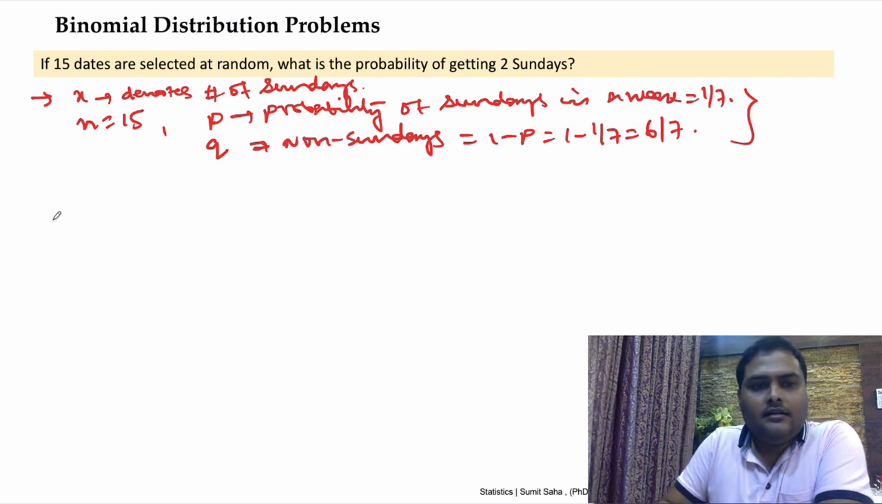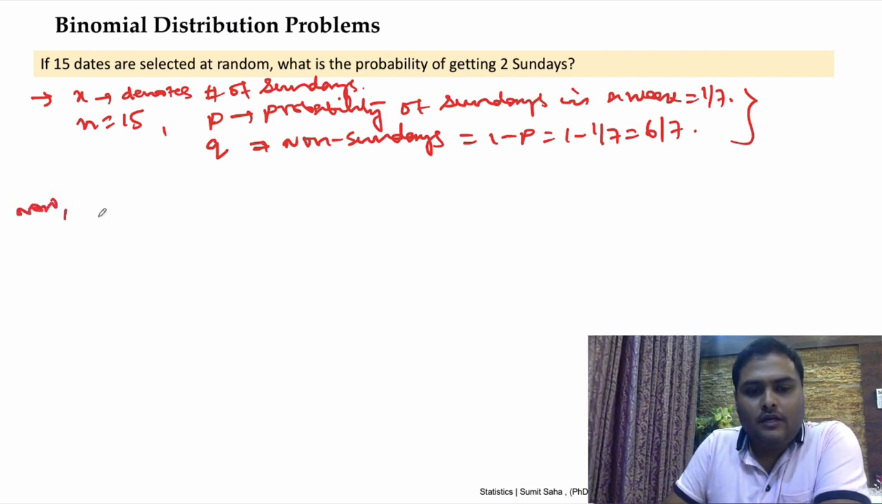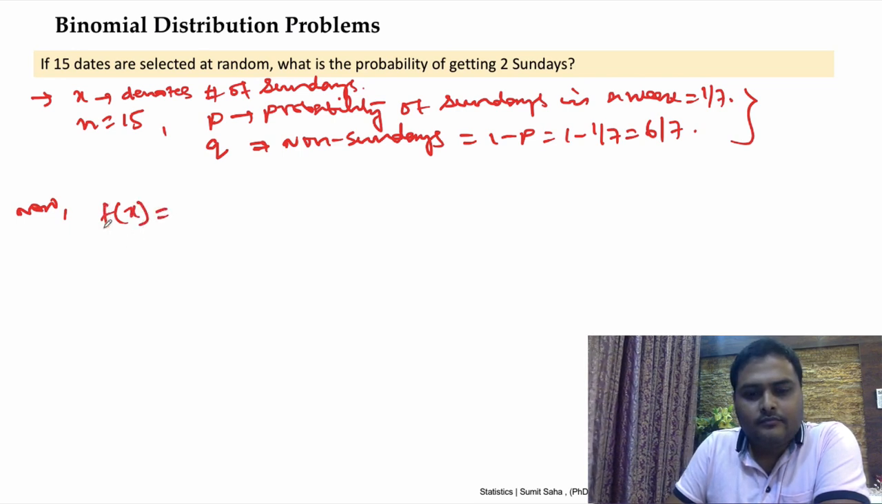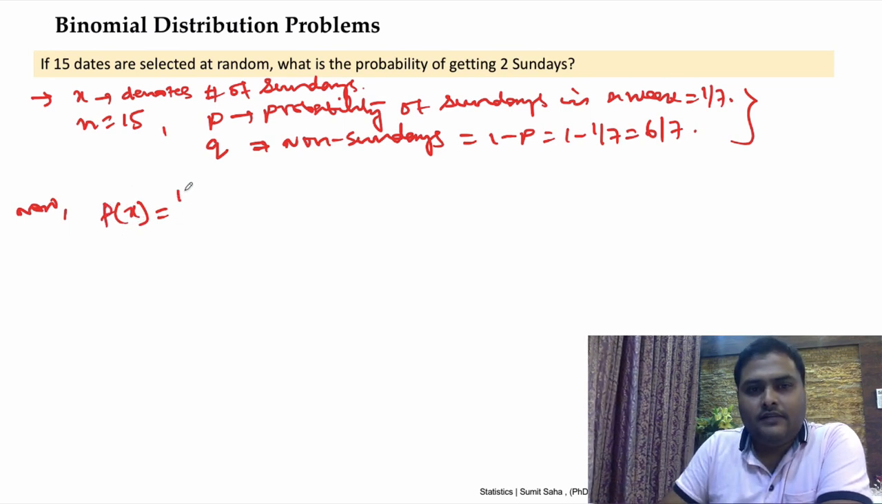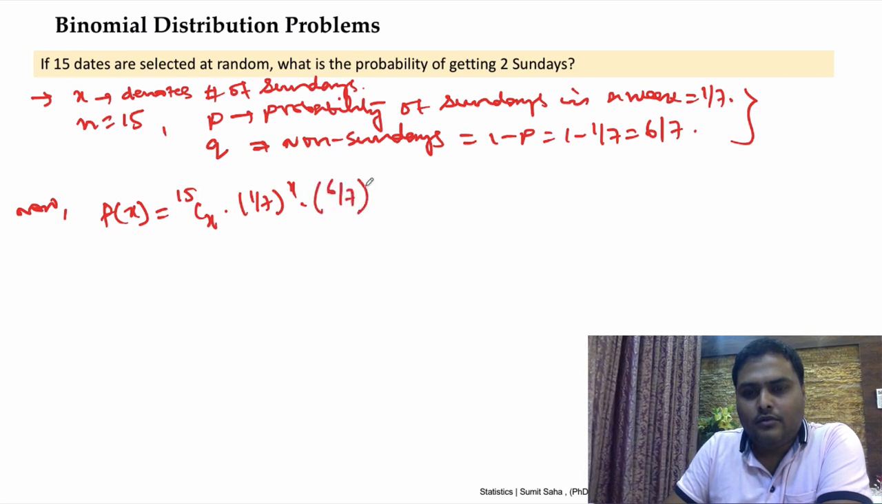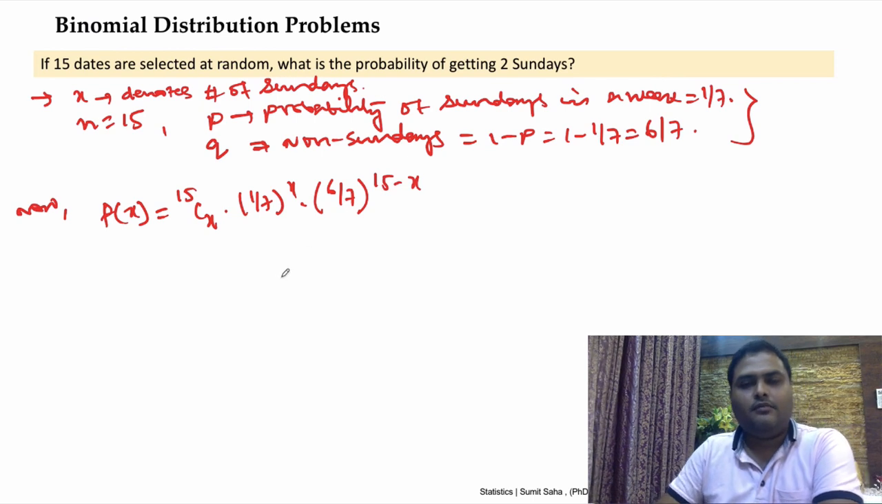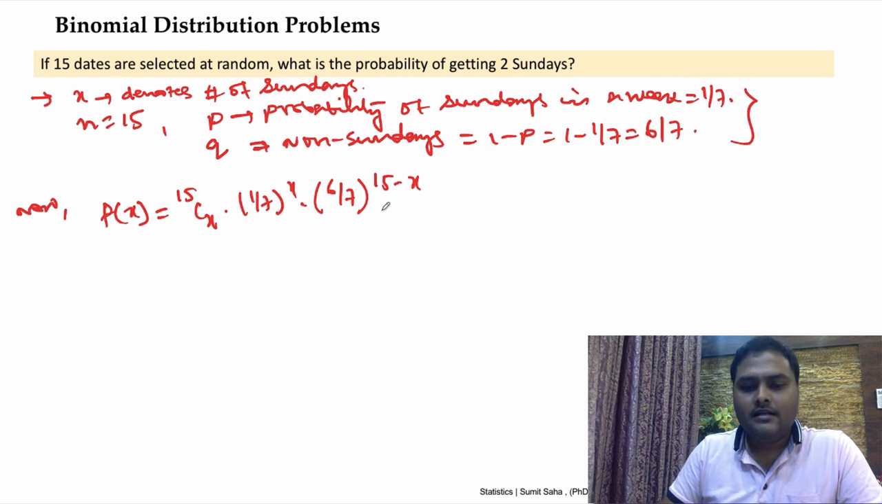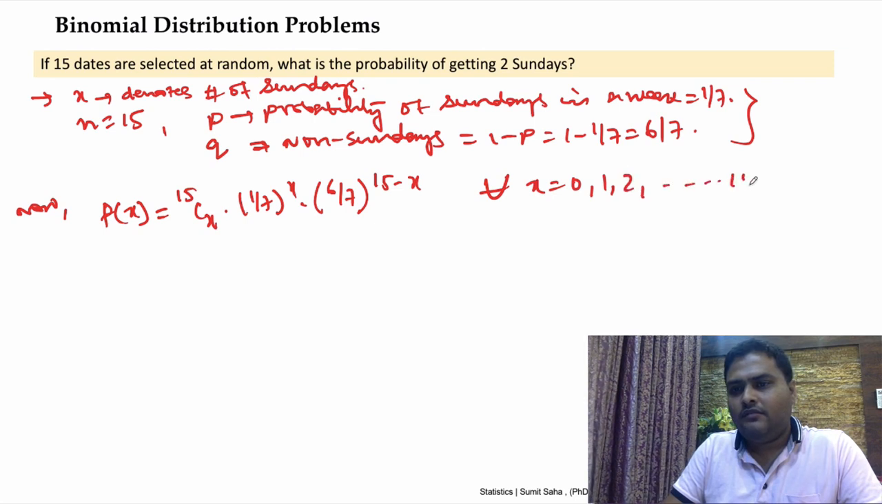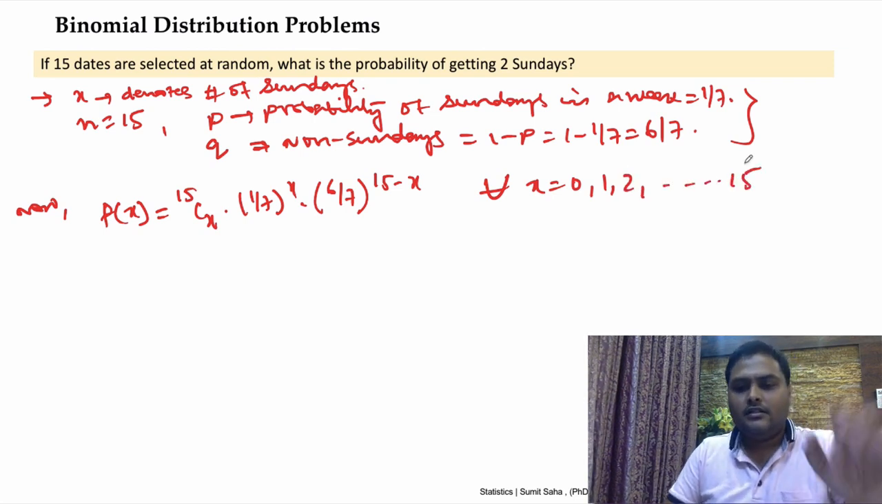Now we can easily use the formula. The probability of x being a Sunday is f(x) = 15Cx (1/7)^x (6/7)^(15 minus x). So this is the formula, nCx p^x q^(n minus x), for all x equals 0, 1, 2, up to 15 trials, whatever 15 days we are taking. This will be the formula, right?